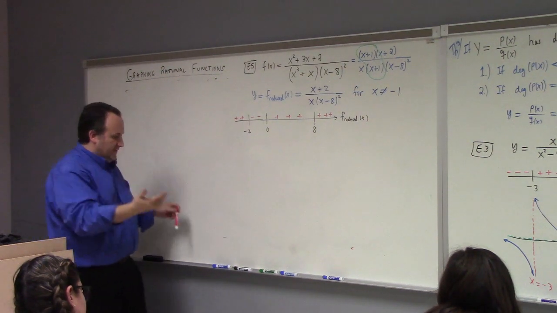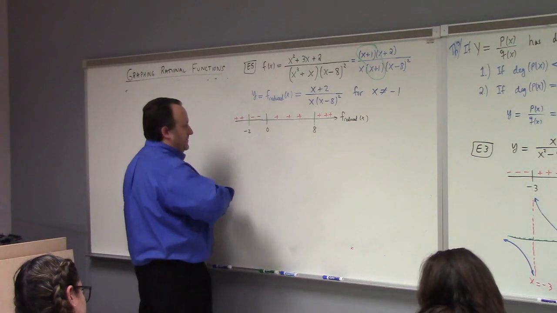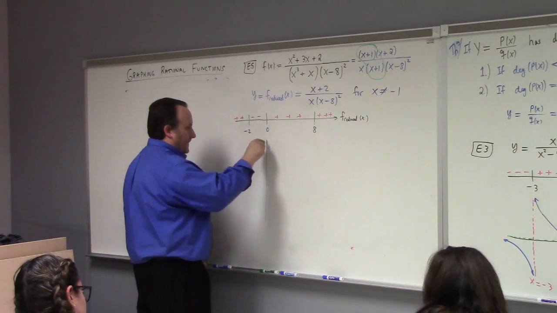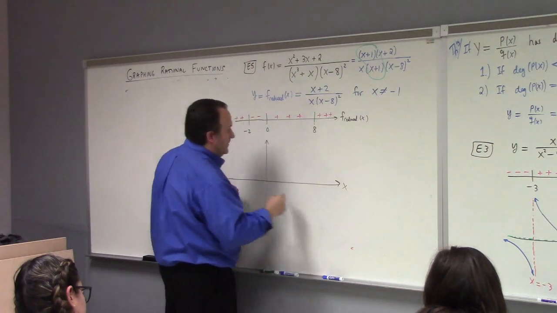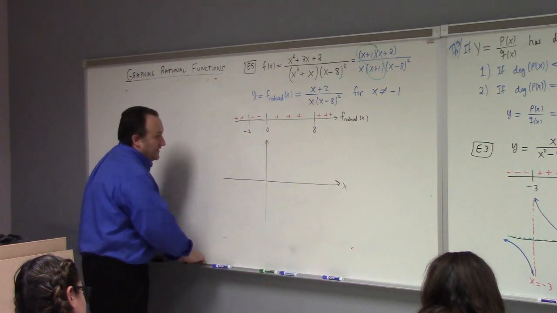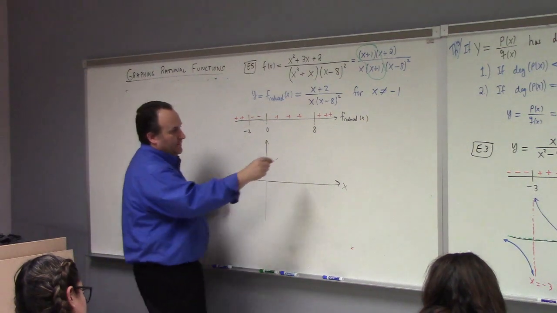All right, let's put it all together. Put it all together, what have we got? We have got ourselves a vertical asymptote at 8.